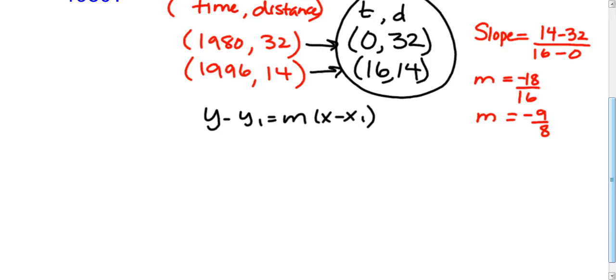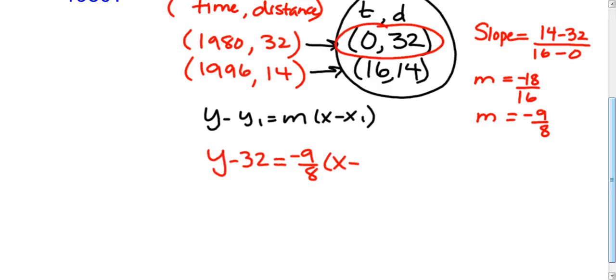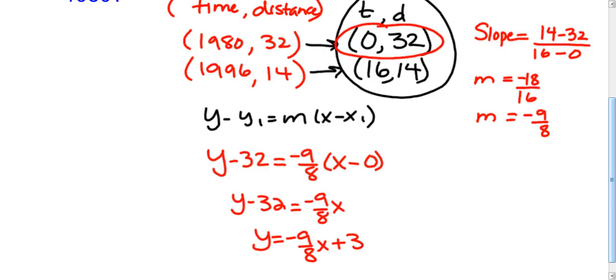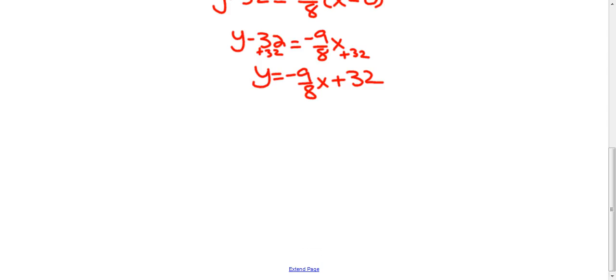Then you're going to use either one of these two coordinates. It doesn't matter which one you use. I would choose to use this one because it's a lot easier. I'm going to use that coordinate and plug it into this formula. So y minus y1, which is 32, equals my slope, which is negative 9/8, times x minus x1, which of course is 0. If I simplify this, that's what I have right now, and then I will move that 32 over to the other side. I should have probably shown you that, sorry, to get to this point. So this is your equation in y equals mx plus b form.